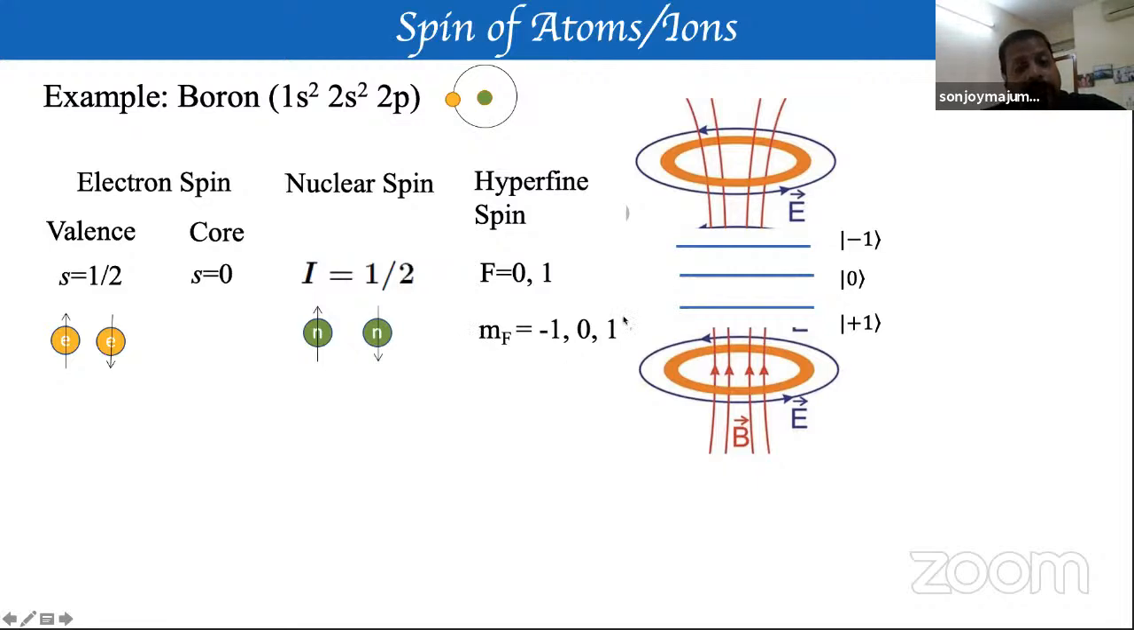They are inside the system, inside the atom, but you will not be able to see them unless you apply an external magnetic field, which separates them out. So once you apply a magnetic field, if you have a magnetic field going this way, what will happen?